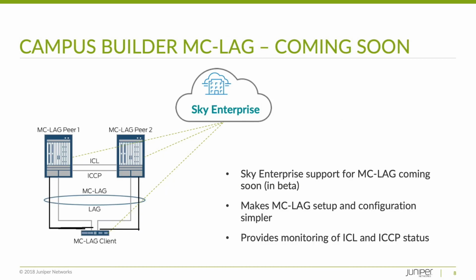So to finish off this presentation, I'd just like to tell you about a few features that are currently in beta and will be released sometime next month. So the first of those is our multi-chassis link aggregation feature. And for any of you who have tried to configure MC-LAG on a Junos device using CLI, you'll understand that it's not a simple process. But with Sky Enterprise, this feature will make it a lot easier.